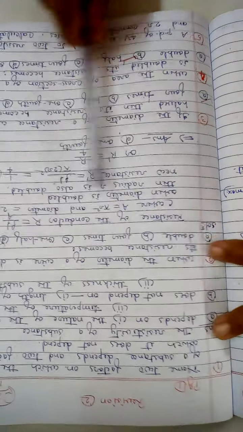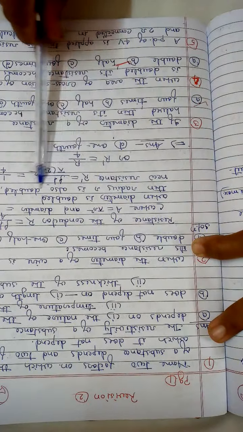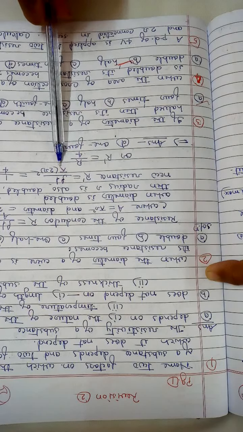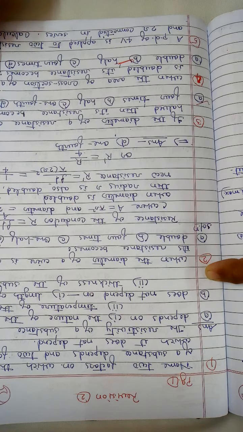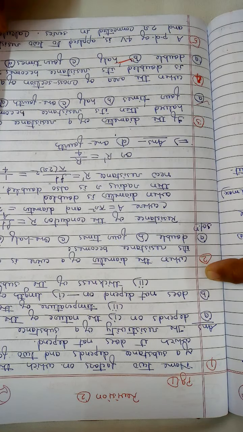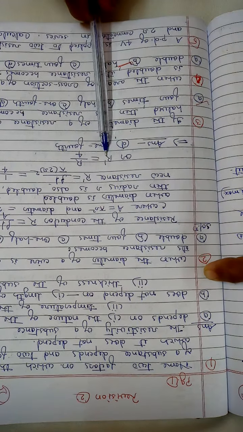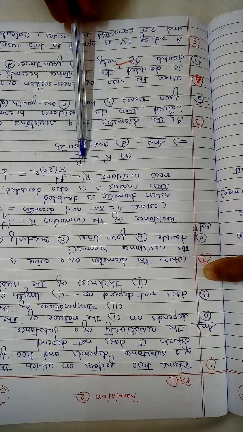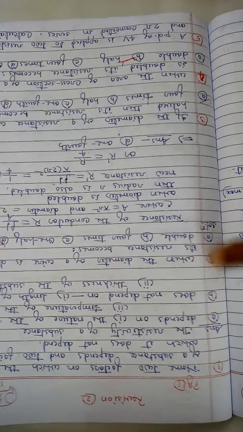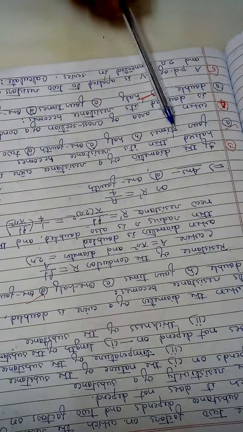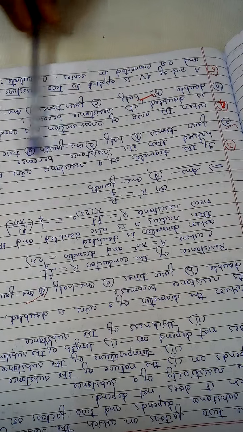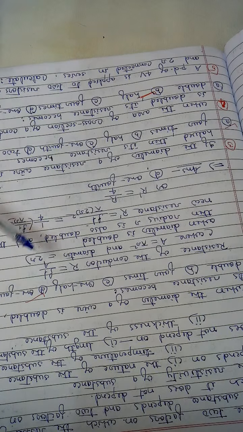When the diameter is doubled, then the radius r is also doubled, and the new resistance R dash will be rho L upon pi into bracket 2r whole square, which gives us 1 upon 4 rho L upon pi r square. Now this value is the value of the previous resistance, so the new resistance will become 1/4 of the previous resistance.